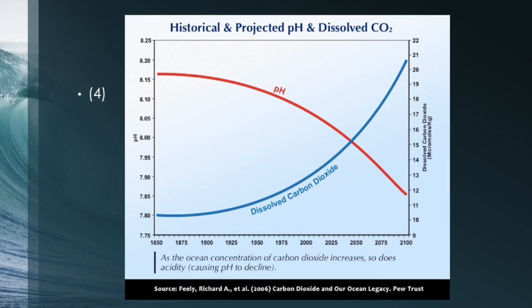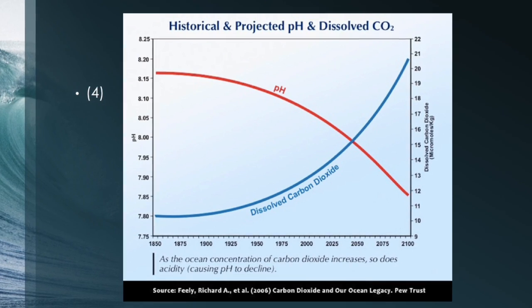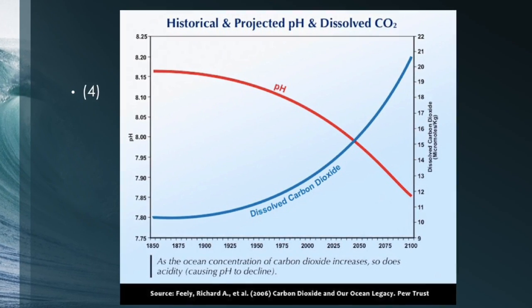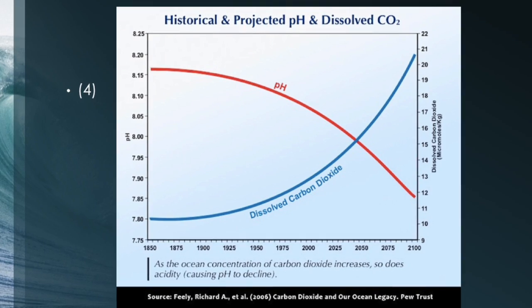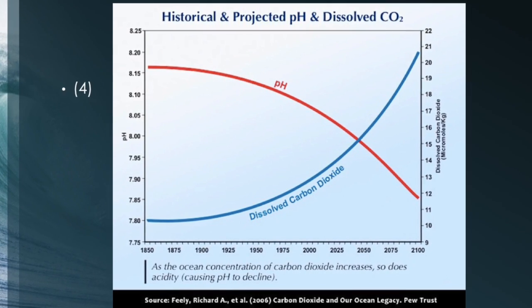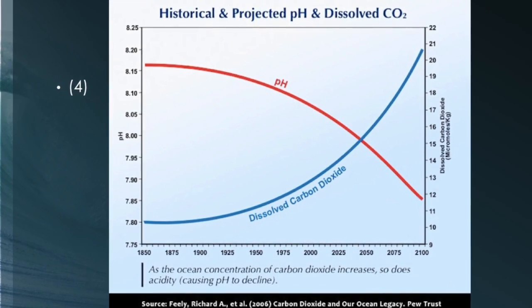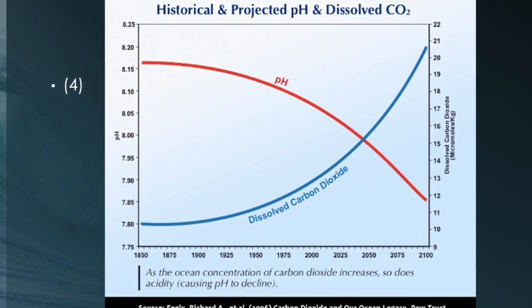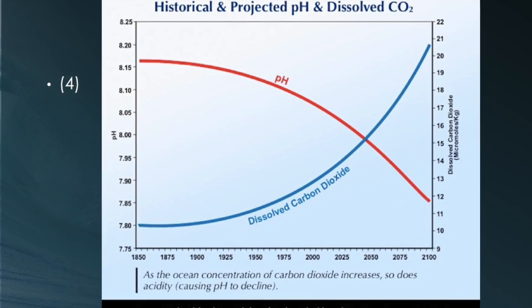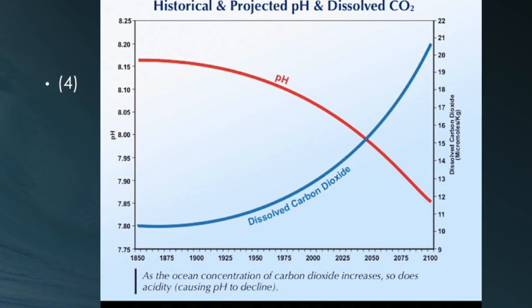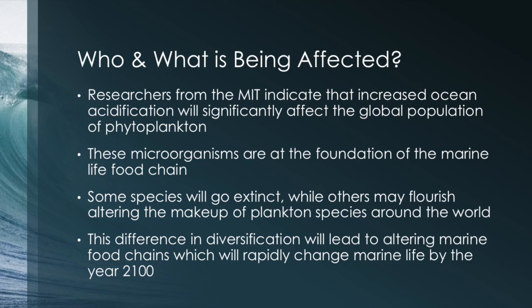And so as we can see right here, this is the historical and projected pH and dissolved CO2 within our oceans. And so as the amount of dissolved carbon dioxide increases, the pH lowers for the ocean. And we can see here by the year 2100, you'll get to around 7.85, which is extremely low.